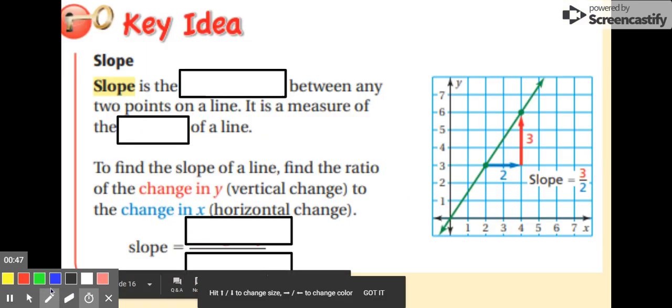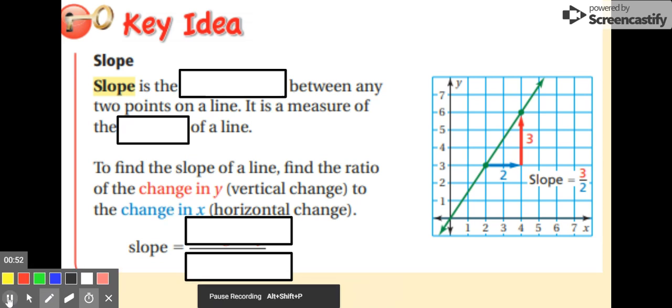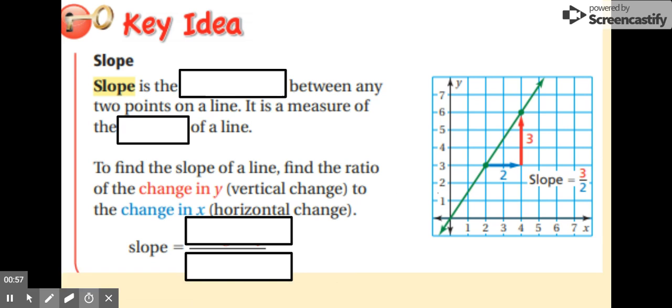So we're going to talk about the slope again. I know we already learned about the slope, but we're going to redo it with a more complicated situation. Slope is the rate of change between any 2 points on the line, whether it's a proportional relationship or not. And it is a measure of, we already know that, steepness, right? Steepness, how tilted they are.